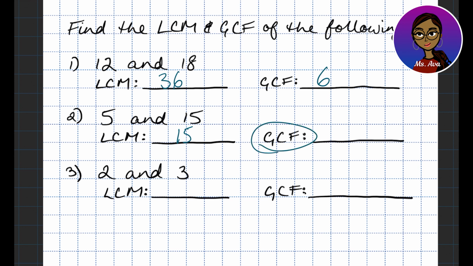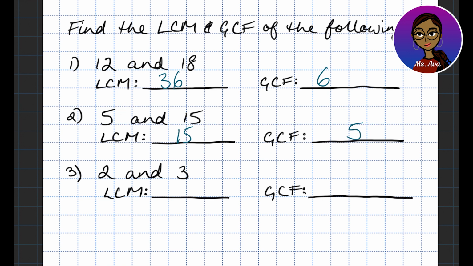Okay, what about the GCF here? The GCF, the biggest number that goes into both of them. Yes. So this would be 5. Yes, exactly. So it is possible for your LCM or your GCF to be one of the numbers. That's definitely possible. And whenever that is the case, the LCM can only be the biggest number and the GCF can only be the smallest number. So that's how that would work.